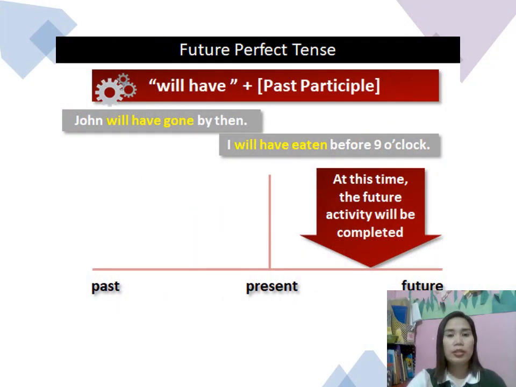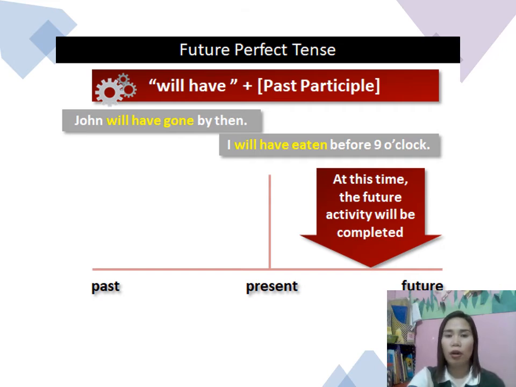Alright, so let's have the future perfect tense. Again, the future perfect tense is used to describe an action that will have been completed at some point in the future. So it is often used with time expressions, for example: before 9 o'clock, by then, tomorrow, the next morning, next year. Okay, so that is time expression. So we have here some examples.